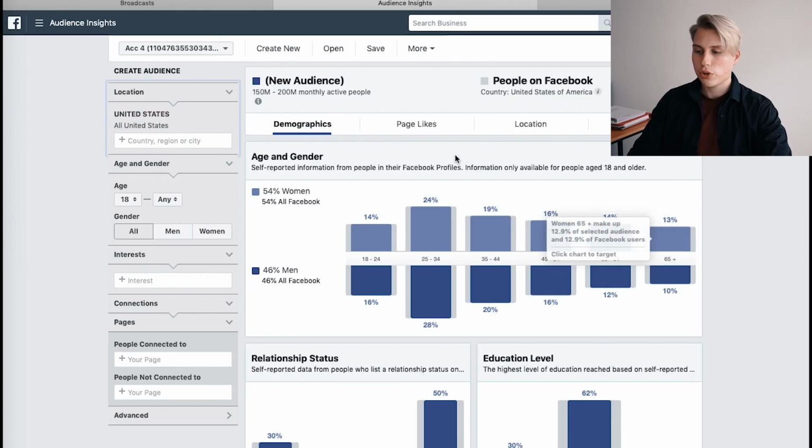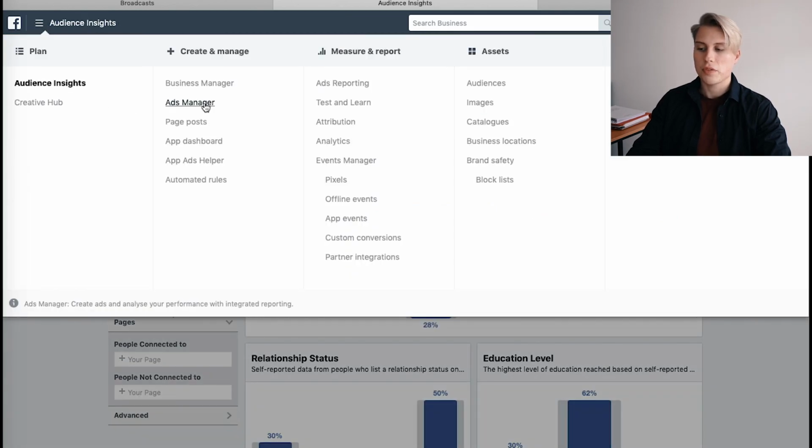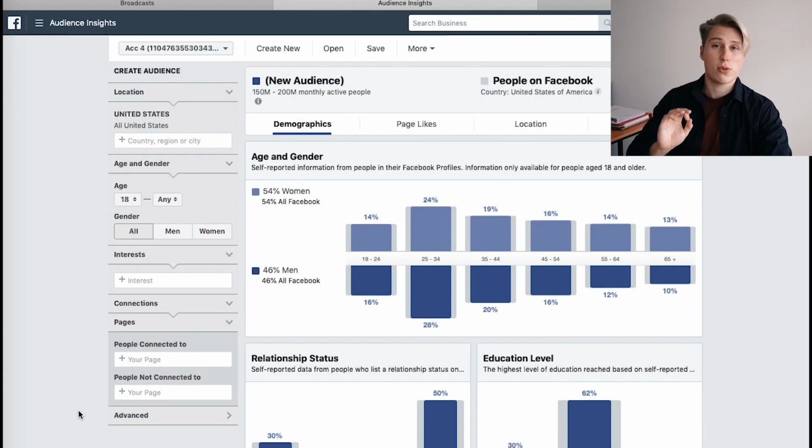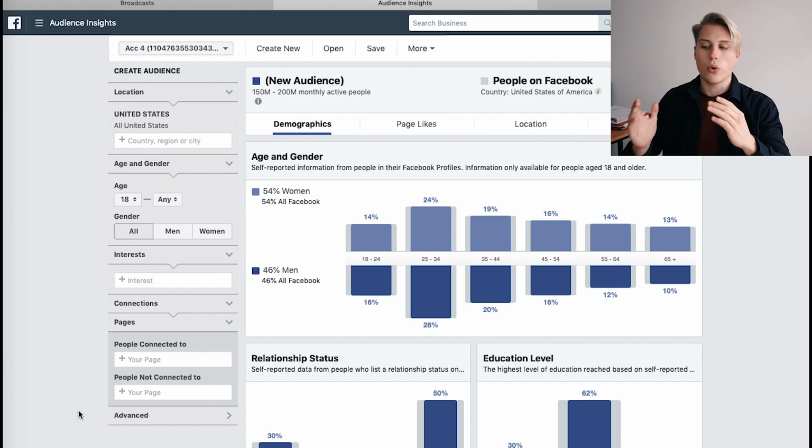So to get here, you just click those three little lines, and over here you're going to choose Audience Insights, and then when a pop-up comes up, you're going to choose Everyone on Facebook. What this is going to allow you to do is really just dive into the data that Facebook has publicly, and how you can figure out who you should be targeting to get the most from your audience.